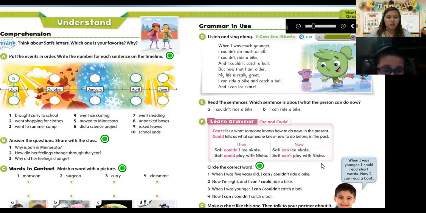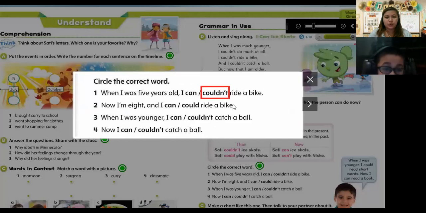Okay, all right. So now let's try to circle the correct word here. I want you to circle the correct word. For example, when I was 5 years old, I couldn't ride a bike. Now I'm 8. I can ride a bike. When I was younger, I couldn't catch a ball. Now I can catch a ball.